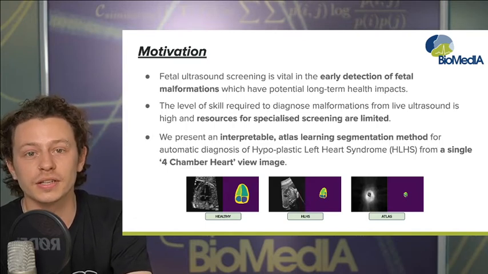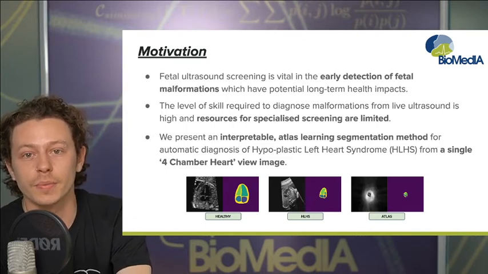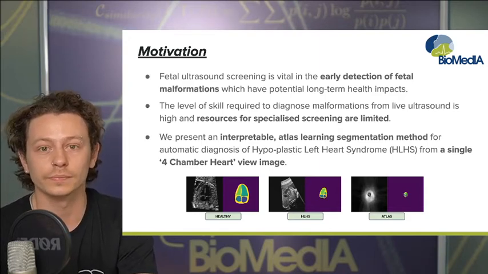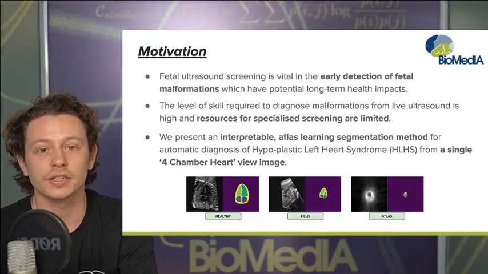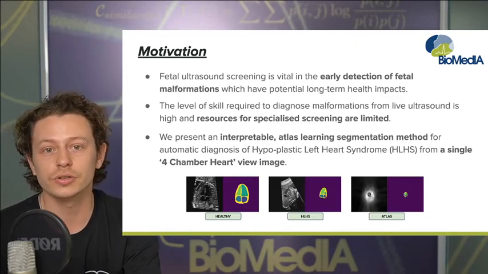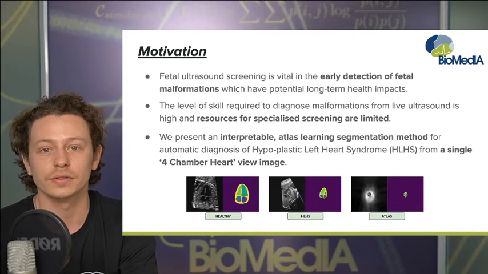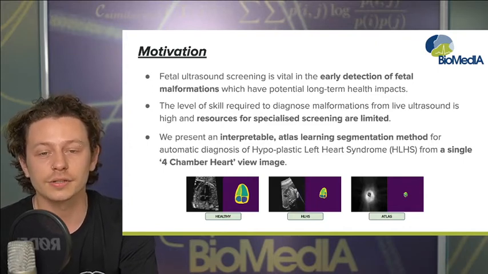Several of these standard views and surrounding frames are used to make the diagnosis of hypoplastic left heart syndrome, or HLHS for short. Antenatal diagnosis of congenital heart diseases such as HLHS has been shown to result in reduced mortality and morbidity of affected infants. But unfortunately, antenatal detection of HLHS is not universal, due to the high level of skill required to make the diagnosis accurately from often noisy and inconsistent ultrasound views.